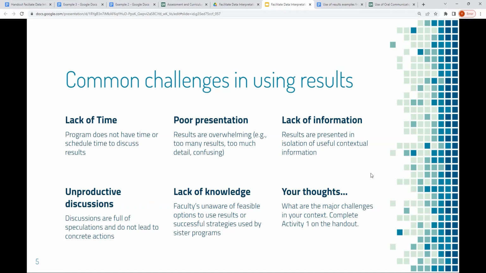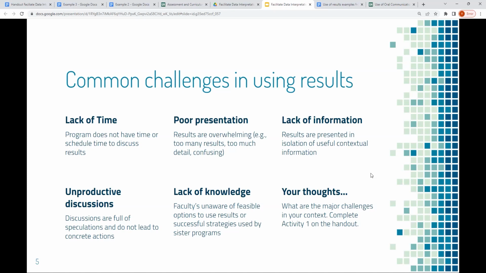The last one, for me, is not a major problem, but sometimes faculty do not know what's out there. They do not know what the feasible options are, or what practices have been tried and true and used by other sister programs. So they are not willing to act because they don't know some of the options out there.